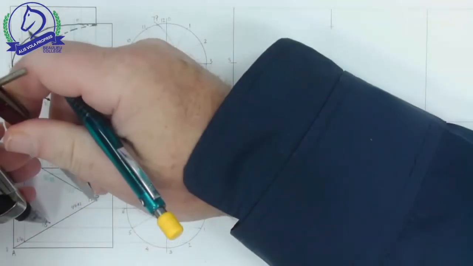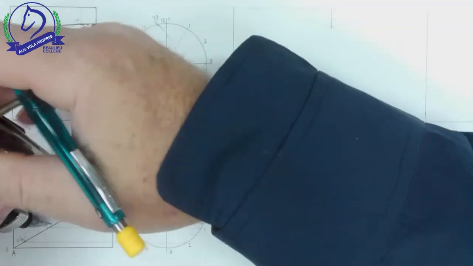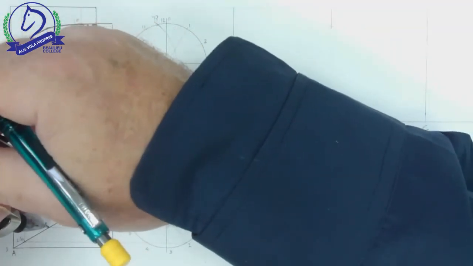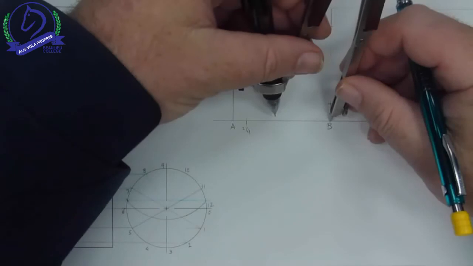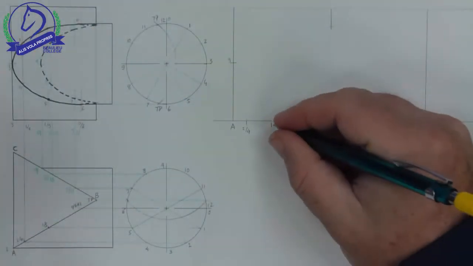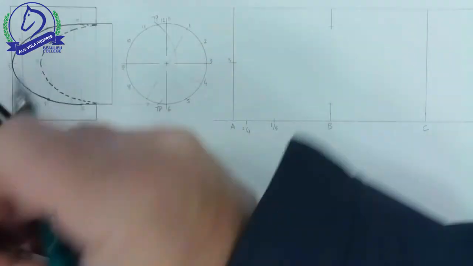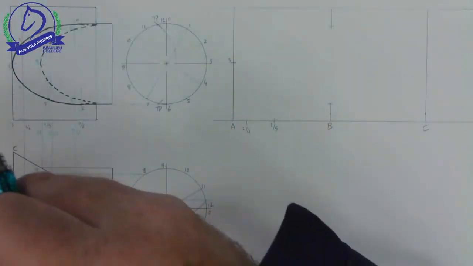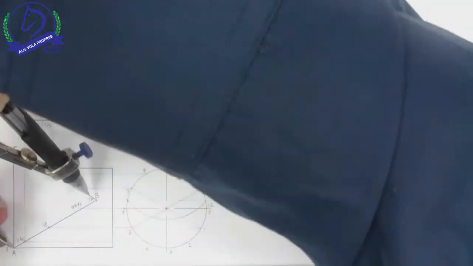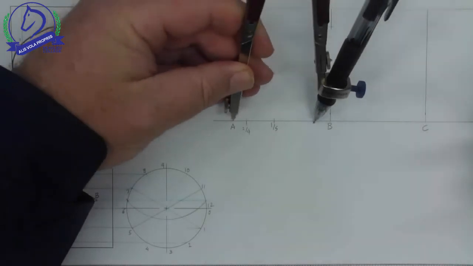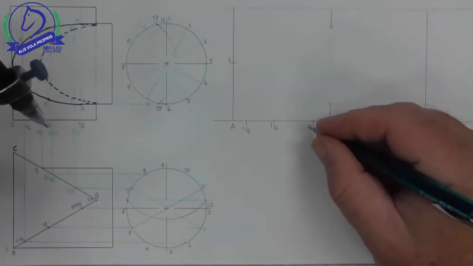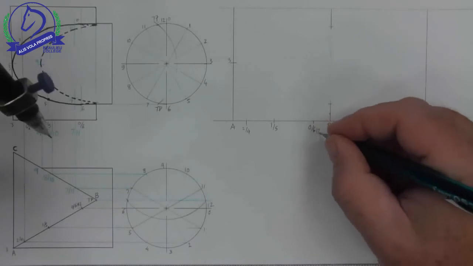Next point will be point 1 and 5. Take the distance 1 and 5 from B, mark it off. My next point I'm going to mark from A. So I'm taking the distance to find where 0, 6 and 12 is. There's the distance. So I go to A, mark off that distance, which is giving me 0, 6 and 12.